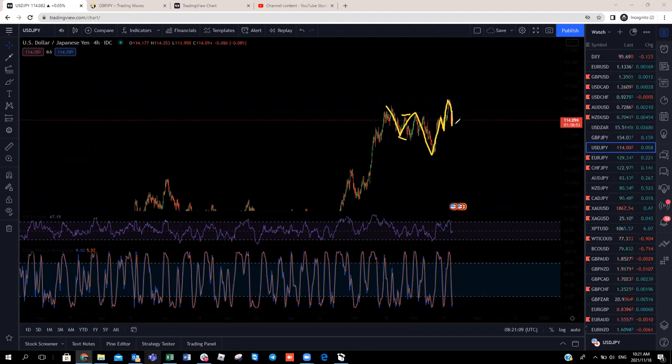But what is essentially happening here now is that we're going to have another 1, 2, 3. Take the low, make the structure, and still continue to the upside. That is US dollar yen. Push to the downside and then move to the upside.